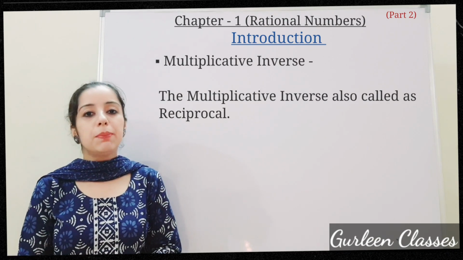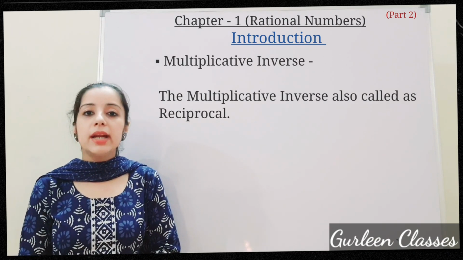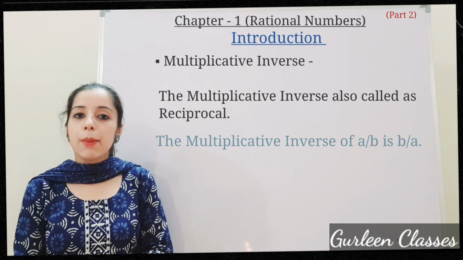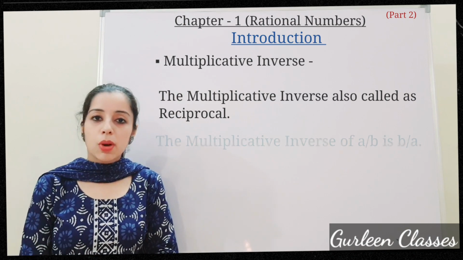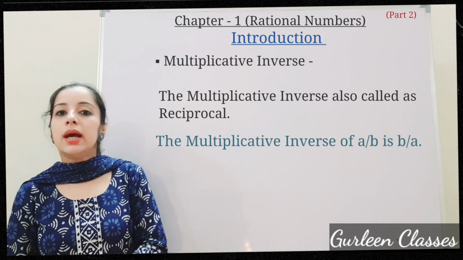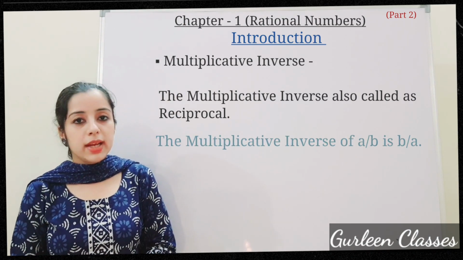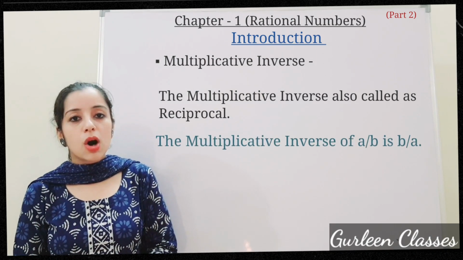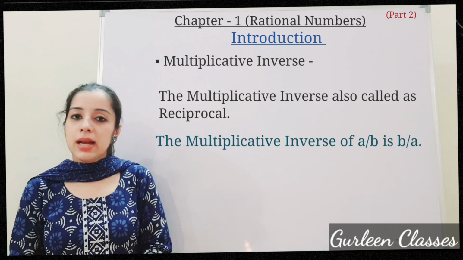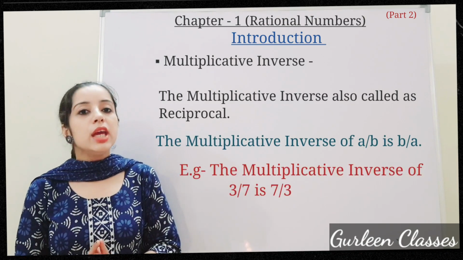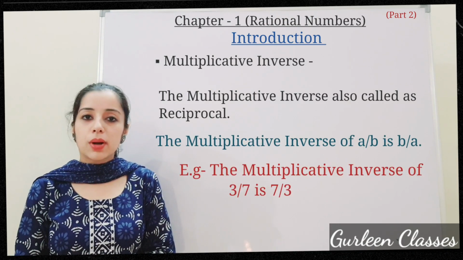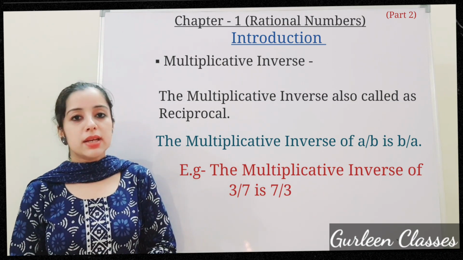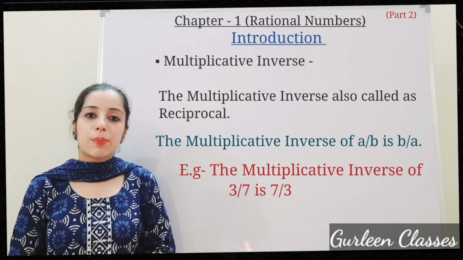So what is multiplicative inverse? Multiplicative inverse is also called the reciprocal. A upon B, reciprocal will be B upon A. Numerator will come in denominator and denominator will come in numerator. That is called multiplicative inverse. Let us see with some example. If you have to find out the reciprocal or multiplicative inverse of 3 upon 7, the answer will be 7 upon 3.